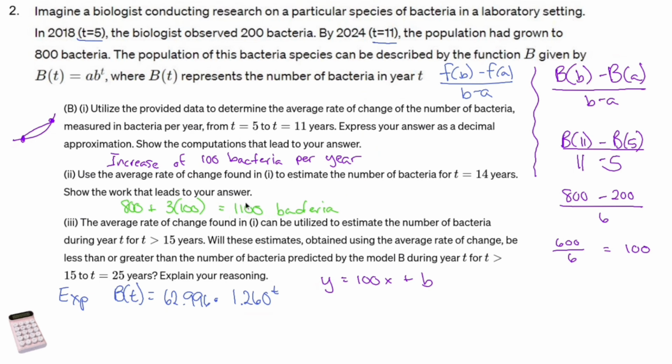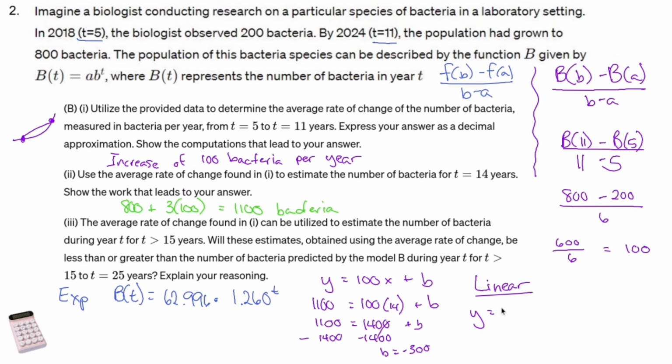1010. If I take a point like that and plug it in, I get 1010 equals 100 times 14 plus b. So 1010 equals 1400 plus b, and b is equal to negative 300. So the linear equation that I get that is supposed to do a good job predicting data after 15 years is going to be y equals 100x minus 300.